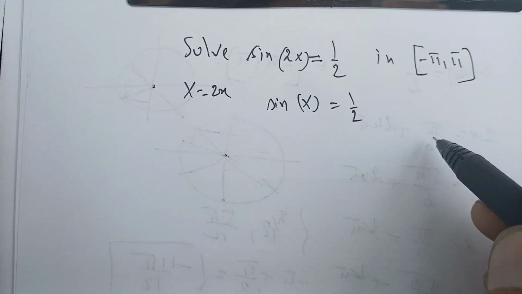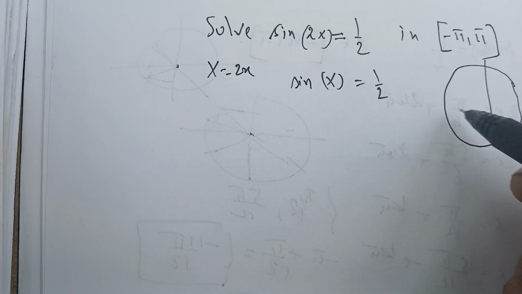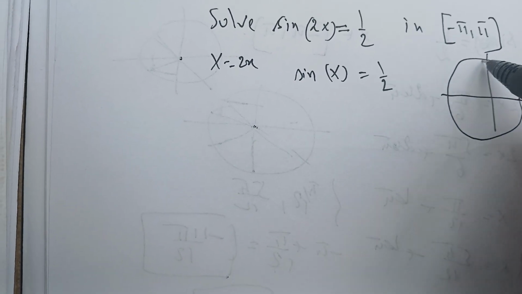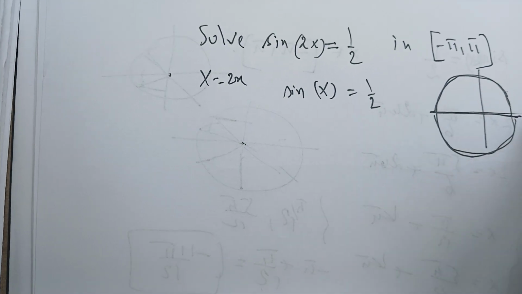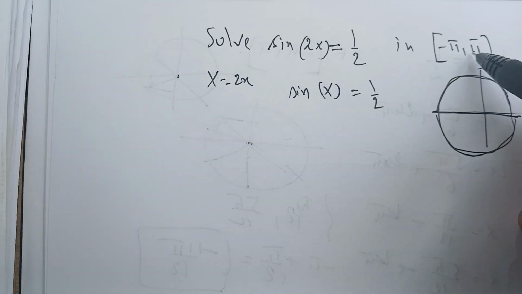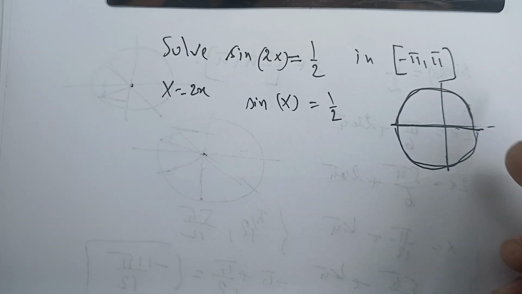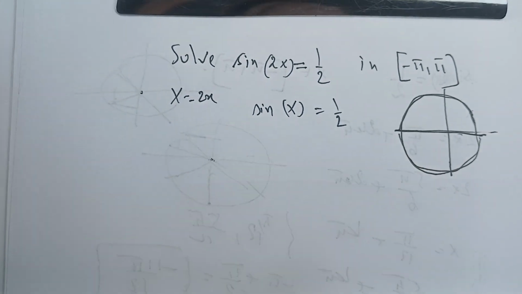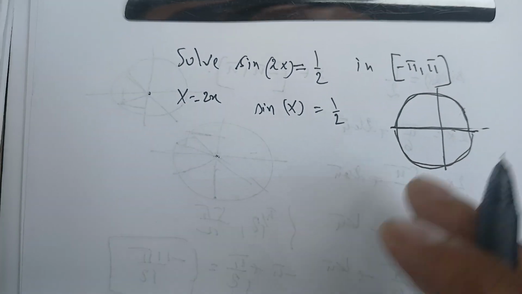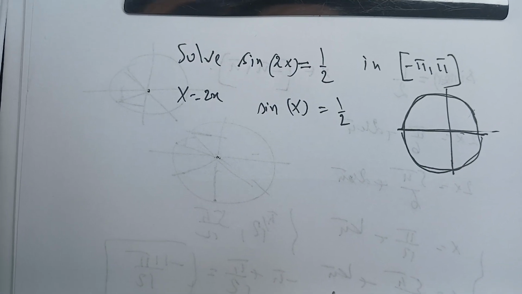This is very easy for us to solve in this interval. That means we are in here and here. When in the upper half, we just use the 0 to pi. When we are in the lower half, we're going to use the negative orientation. That means the value is going to be negative. So how do we do that?